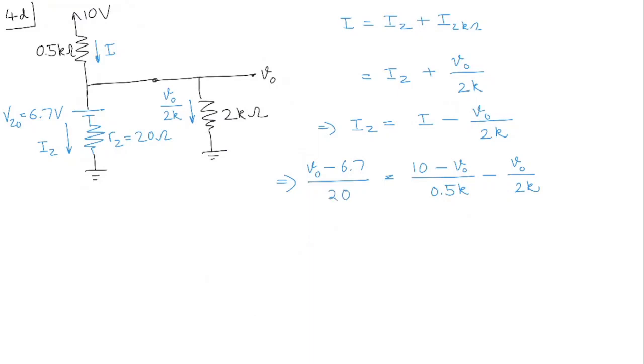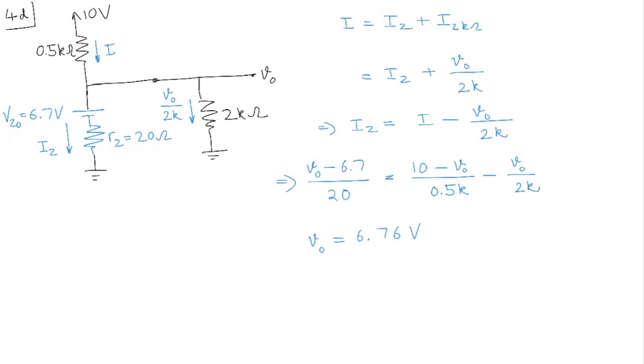Okay, so now we have an equation where the only variable is V0, and so we should be able to solve for V0. If you solve the equations, you should get the value V0 is equal to 6.76 volts. Okay, so that's the exact solution if you were interested.